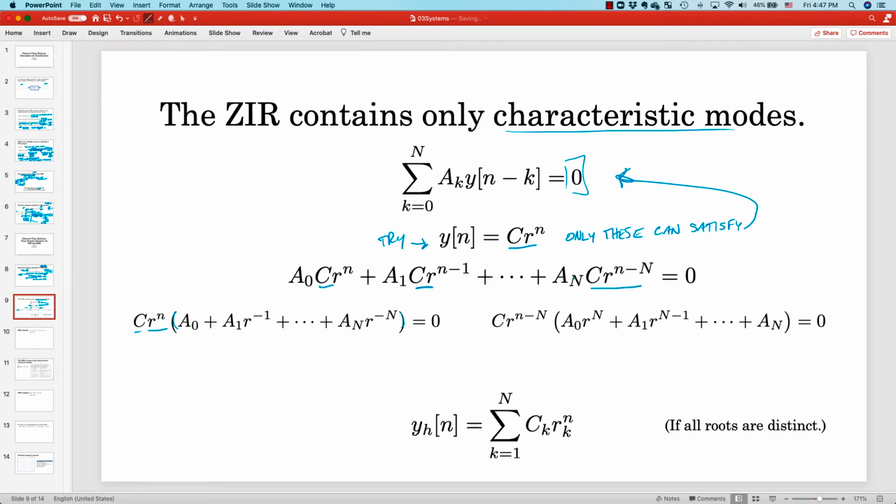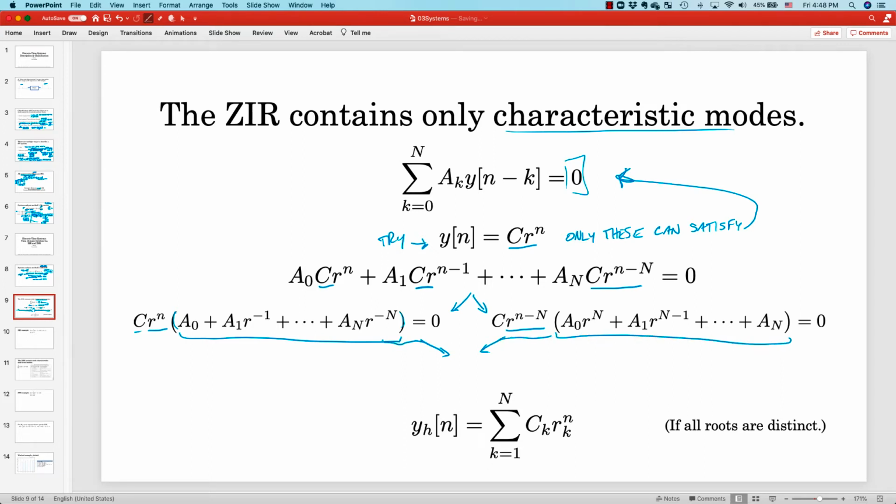Alternatively, I list these two on the same line because you can choose one of two paths, and you actually get to the same answer. If instead you factor out r to the little n minus big N, then you're left with the a's in the same order, but now with r's to positive powers. And in my book, it's easier to think about polynomials with positive powers. However, it is kind of neat that the roots of these two polynomials are the same.